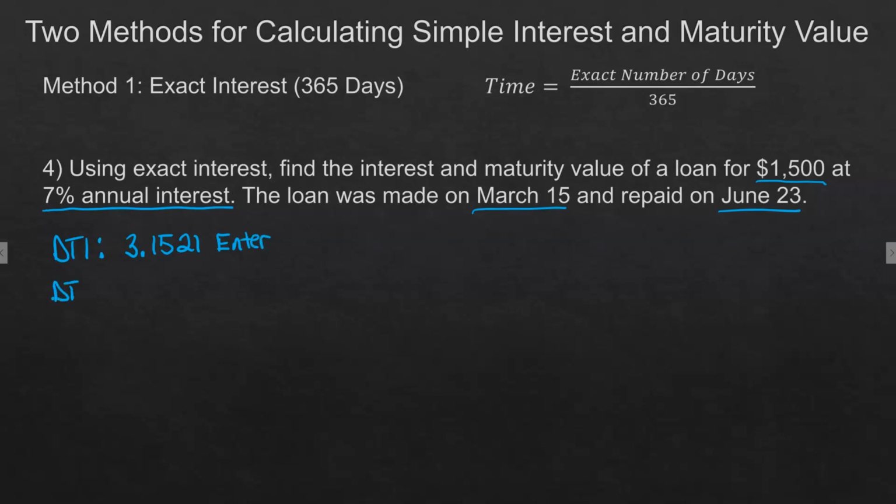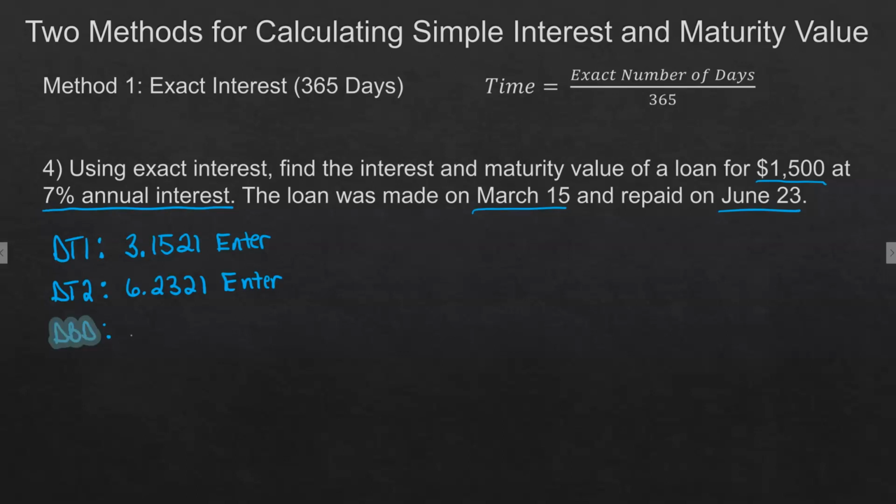And then scroll to DT2. And for that, we're going to put in June 23rd, so that's the 6th month. Sometimes you may have to look on a calendar or count this up. So it's June 23rd, 6.2321. Don't forget to push your enter key, the word enter. And then when you get to DBD, you push compute.